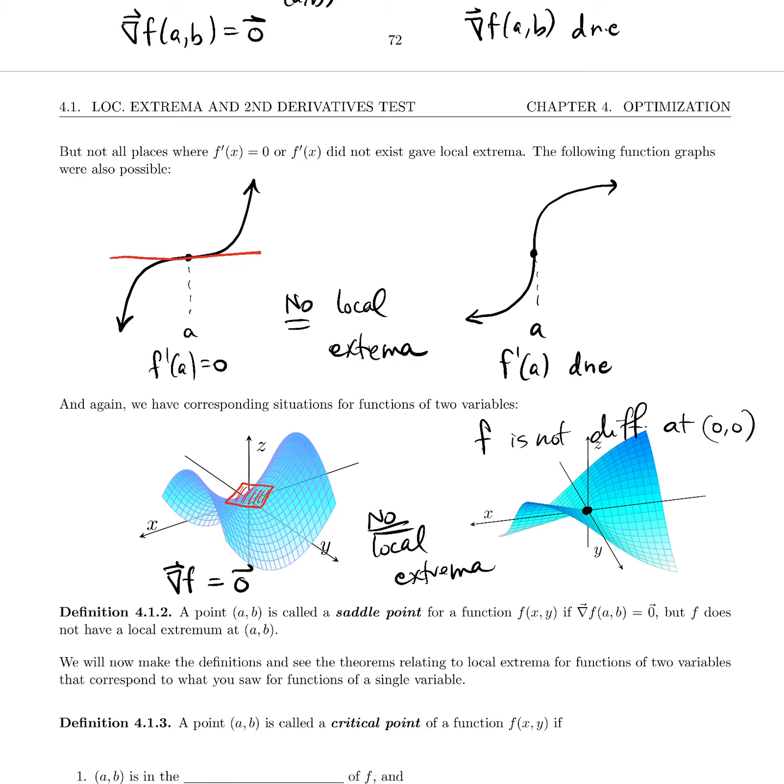First, let's define a saddle point in definition 4.1.2. A point (a, b) is called a saddle point for a function f if the gradient is 0 there, but f does not have a local extremum. For example, here, this is the quintessential picture that people have in mind. We described this shape even as a saddle when we were first describing our quadric surfaces. A saddle point, that point which is a minimum in one direction and a maximum sort of in another. That is the classic picture of a saddle point.